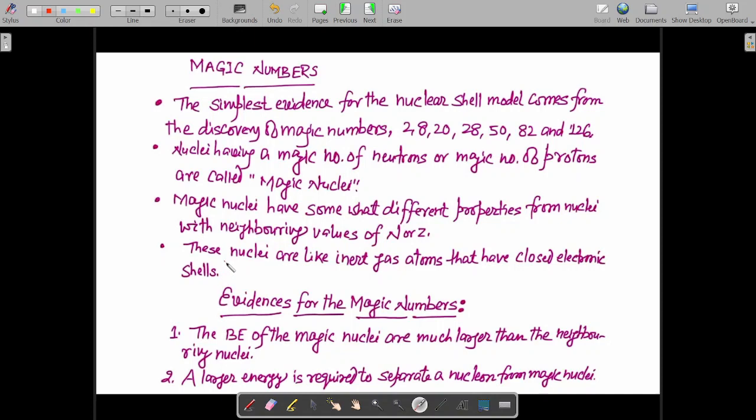So nuclei with magic numbers have closed nuclear shells.